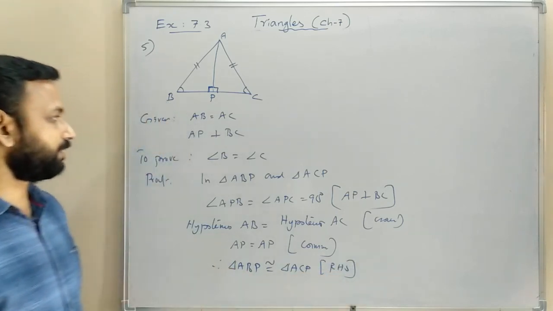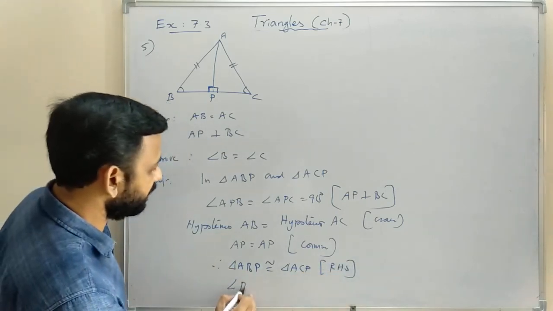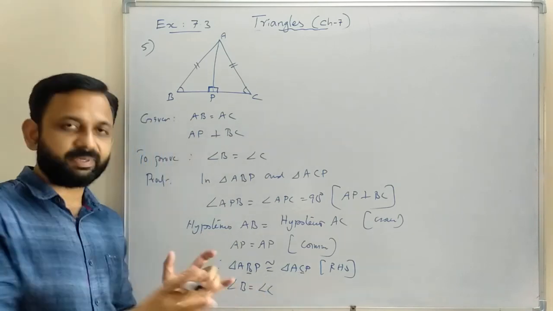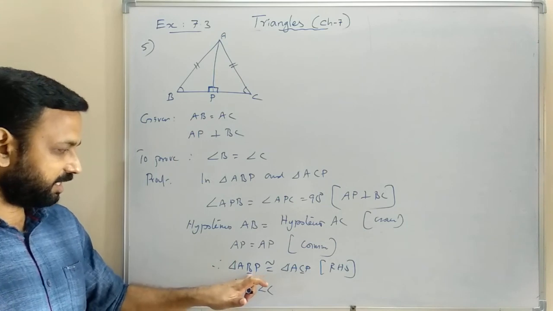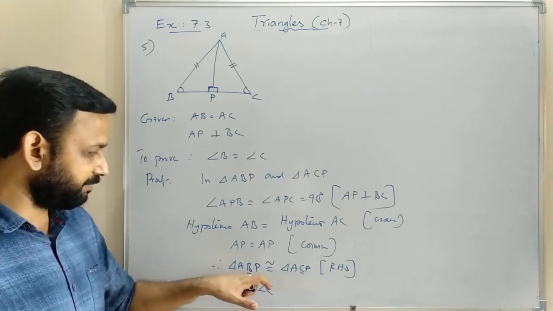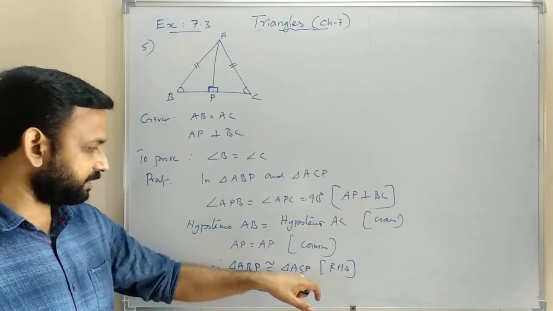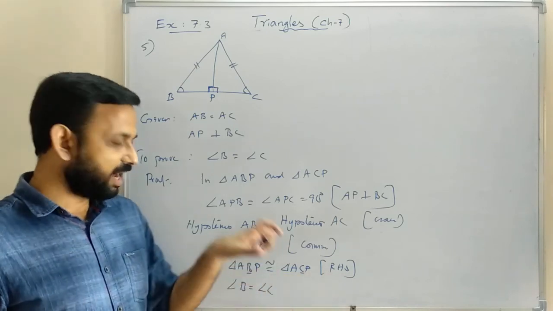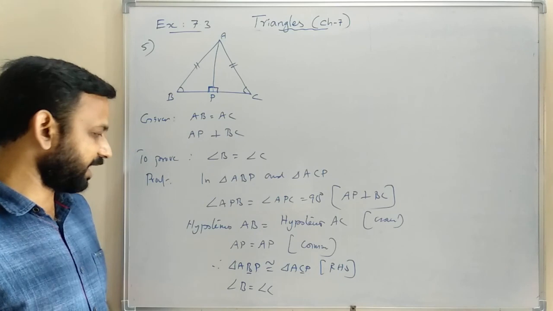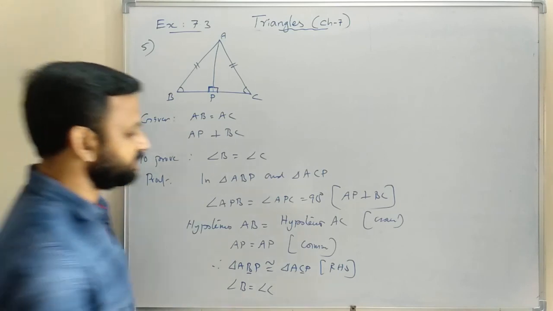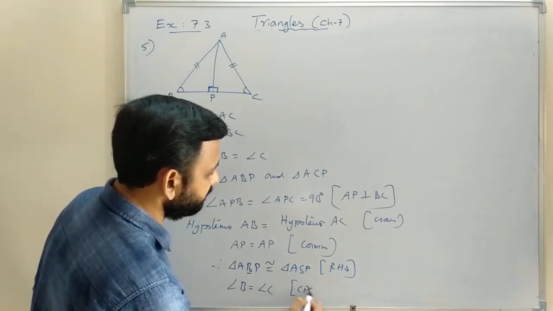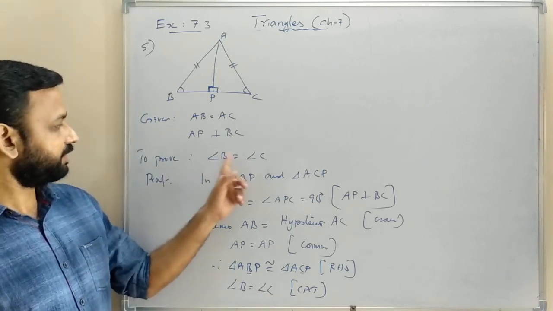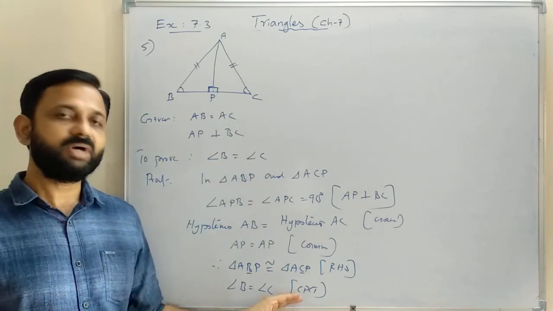And if they are congruent, then angle B equal to angle C. Here B and C are in the same place, middle, in between A and P. So angle B and angle C are corresponding angles of the two triangles. So angle B equal to angle C, reason CPCT, corresponding parts of congruent triangles. So we got the result: angle B equal to angle C.